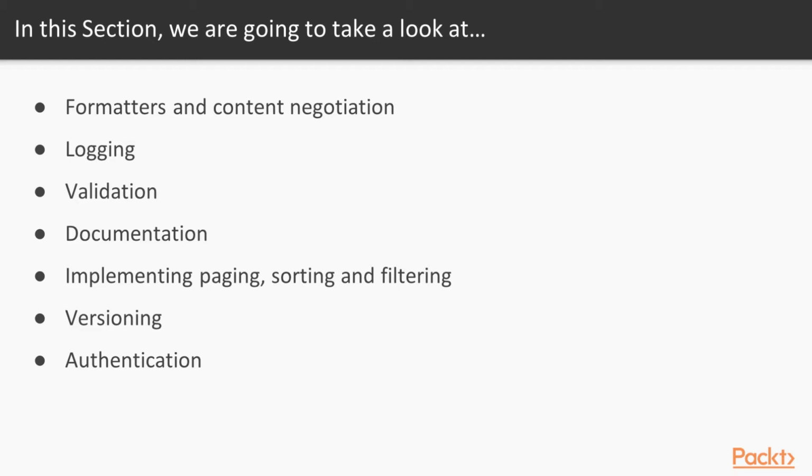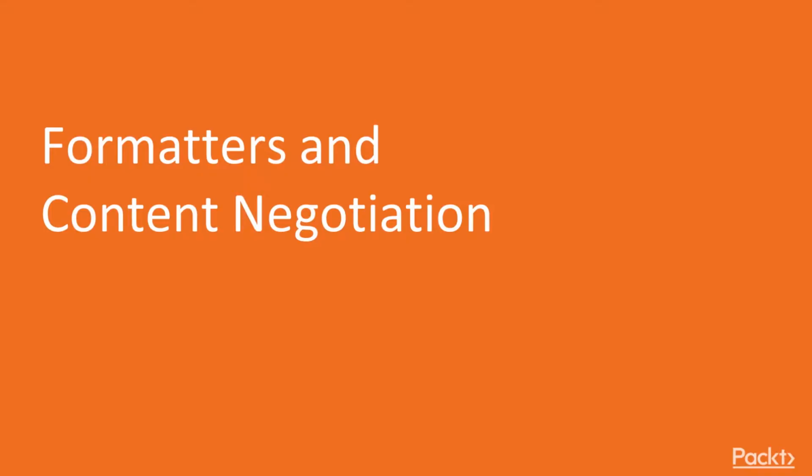After that, we will have a video about documentation with Swagger. We will implement paging, sorting, and filtering to our API. Also, we will add versions to our API, and in the last video, we will take a look at authentication for our API. Of course, we will summarize in the end what we've learned so far. So let's start with the first video, formatters and content negotiation.